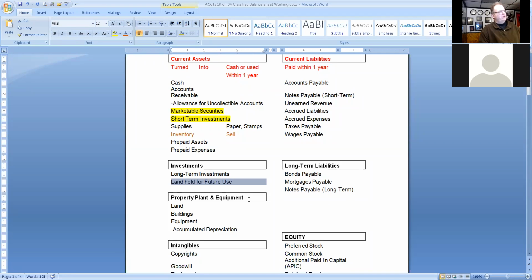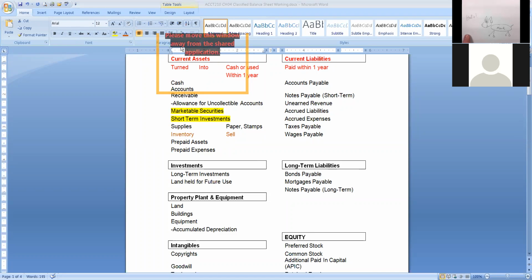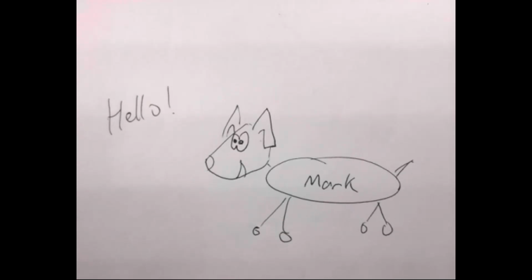I think I'll go to my little dog. Little dog, explain that one. No, the how do I do this?